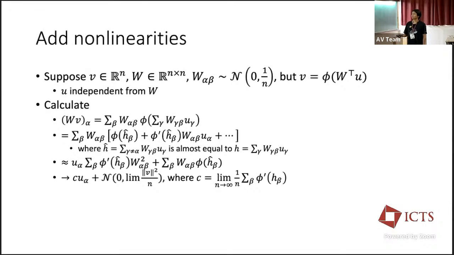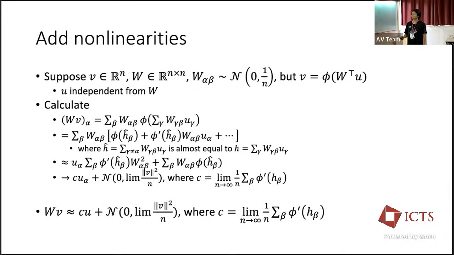And then here again, this is the case where W is not correlated with the vector coming in. So here you're going to have a Gaussian term with variance that's essentially the norm of V appropriately scaled.